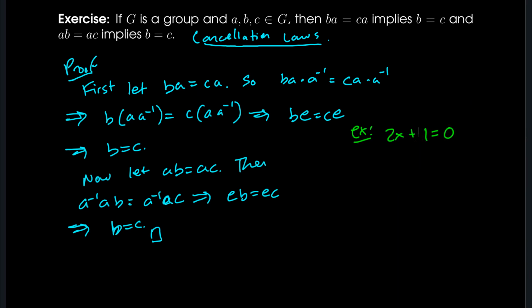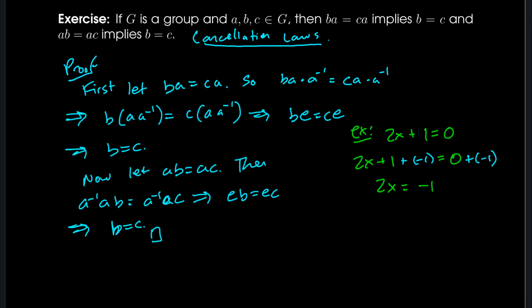When I have an equation like 2x plus 1 equals 0, the first thing that you want to do is to bring the 1 over to the other side, right? We subtract 1 from both sides. What I'm actually doing there, though, is not just subtracting 1. I am adding in the additive inverse of 1 to both sides. And so that's how we get 2x equals negative 1.